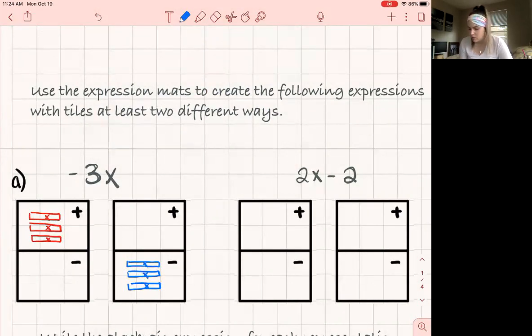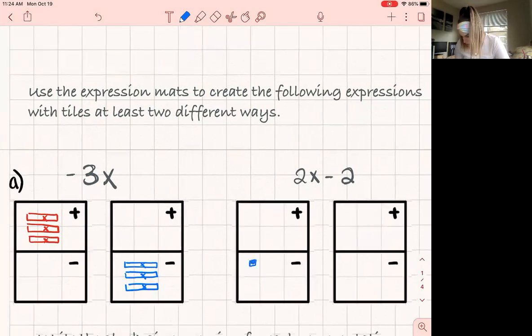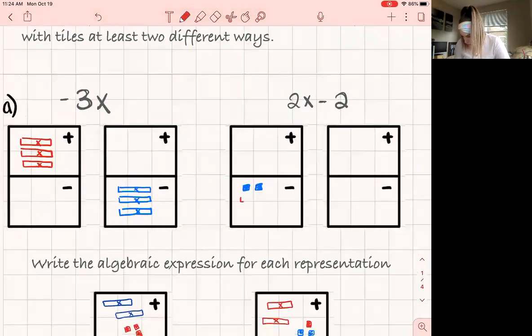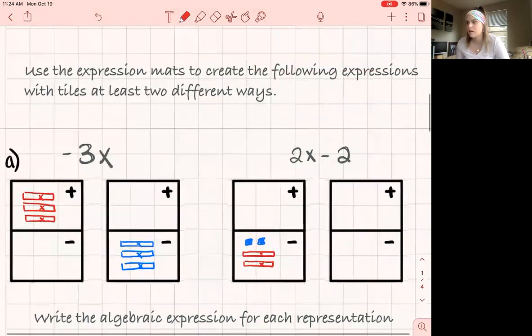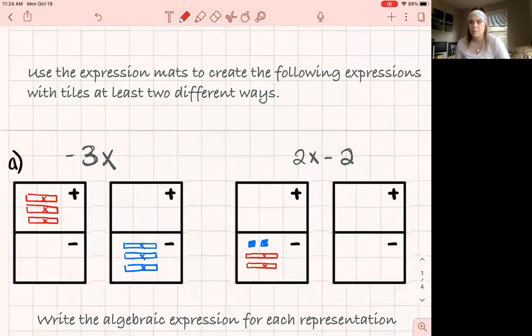So this next one wants 2 positive x tiles and 2 negative tiles. So I could do it like this. Let's do one where I put everything in the opposite of zone. So there's my -2, and then I need 2 positive x's. So I'm going to put these negatives in the opposite of. So that's a different way. Put everything down there and I have a mixture.